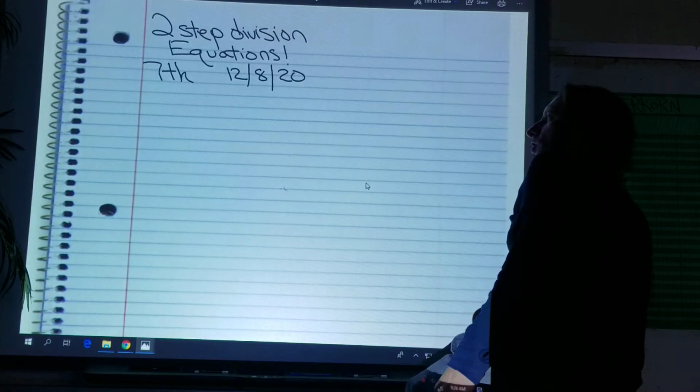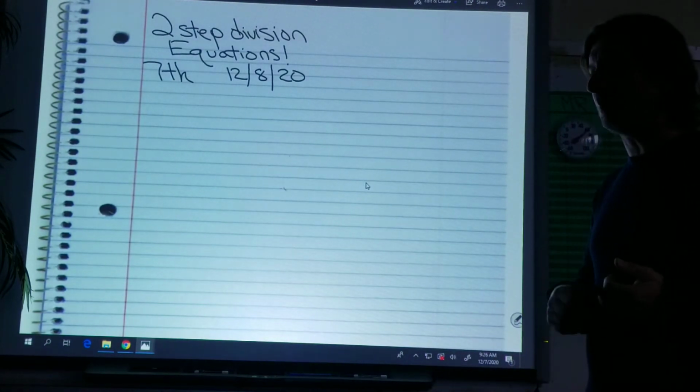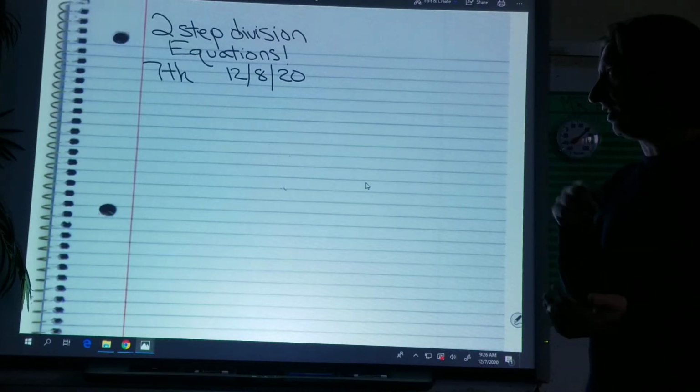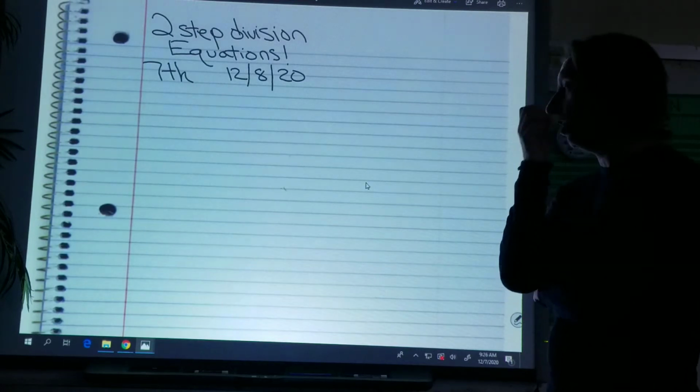All right, so division equations are actually a little easier than the ones we were doing. Because remember, we always do the opposite. With the multiplication equations, we have to divide. The division equations, we get to multiply. So these are written a number of different ways.